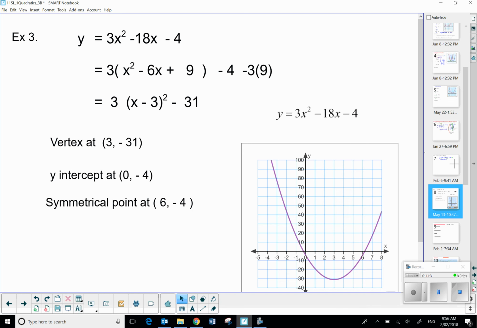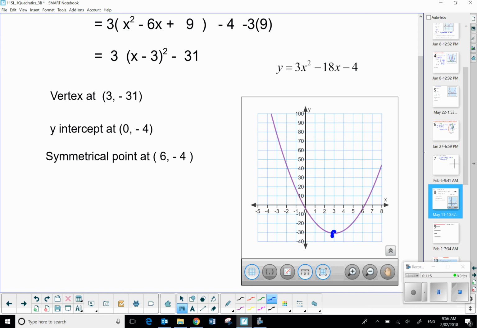So hopefully you were able to turn that into vertex form and come up with this graph using your vertex, your y-intercept, and your symmetrical point as well. So our vertex at 3, minus 1, and our symmetrical point is here and over here. So the y-intercept was at minus 4 over here, 3 units across, that's 3, and then that's another 3.